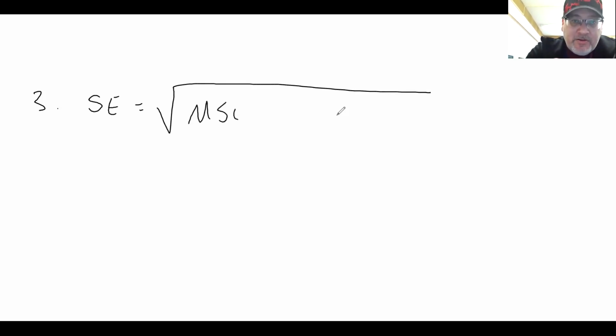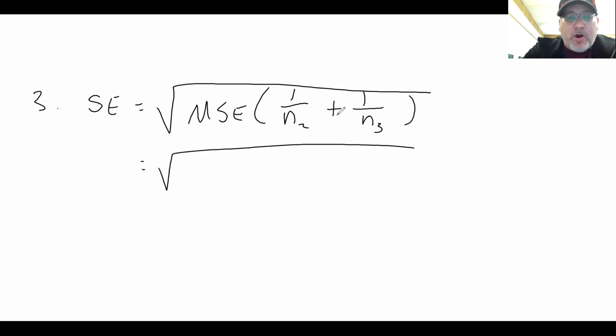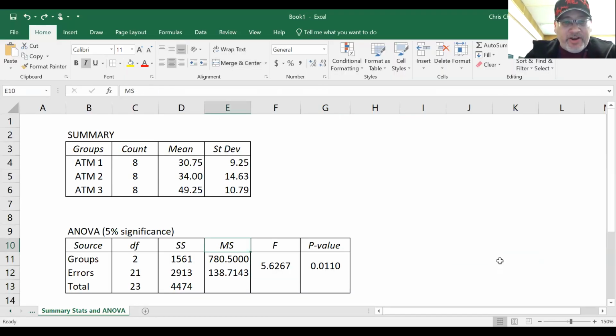Step 3 is to calculate the test statistic, and in order to calculate that, we start with the standard error. Standard error, which is the square root of MSE times the sum of the reciprocals of the sample sizes, and since we're talking second and third populations, it's N2 and N3. Our MSE comes from our ANOVA table, so let's go back and look at that. MSE is right here, 138.7143, and our N2 and N3 are the second and third sample sizes, but they're both 8.